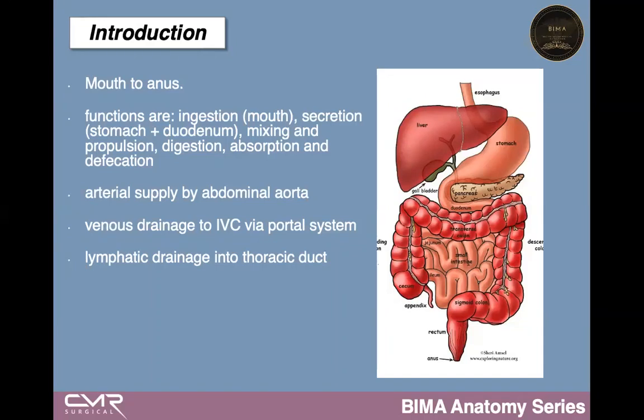The arterial supply is predominantly by the abdominal aorta. Venous drainage is to the inferior vena cava by the portal system, and the lymphatic drainage is into the thoracic duct. Just a bit of a disclaimer, I'm not going to be discussing the blood supply in a great amount of detail, but I have mentioned it in the slides where it's appropriate.